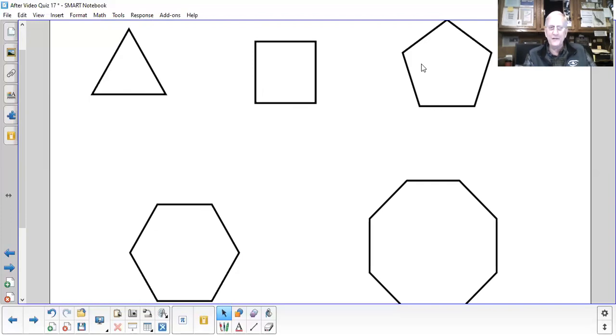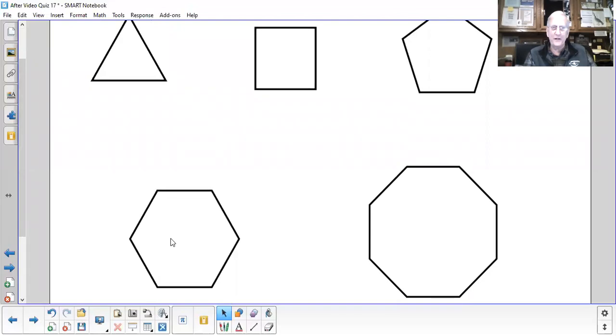Those are 108 degrees. For the hexagon, which is the next figure here, 6-sided, you would multiply 180 times n minus 2, which would be 180 times 4, which would be, I believe, 720, and you would divide 720 by 6, which would mean each of the interior angles here is equal to 120 degrees.